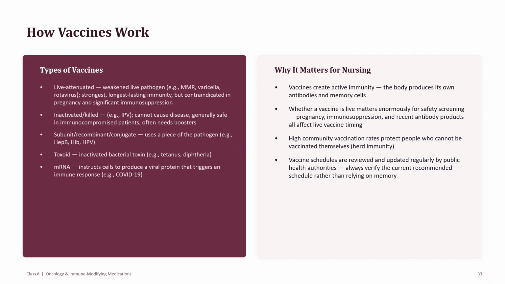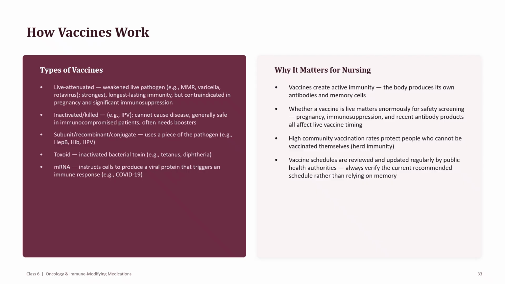So here's my honest advice. Don't memorize five vaccine categories as five separate facts. Memorize one, live versus non-live, and then sort everything else through it. That one filter is what you'll actually use at the bedside.